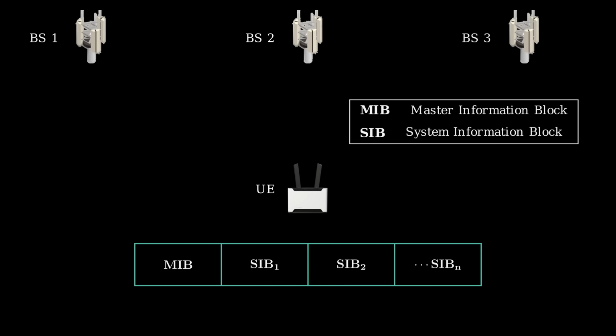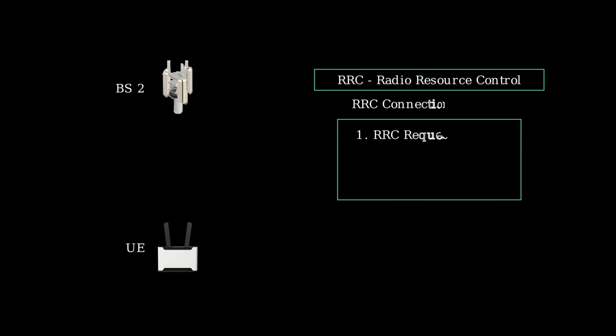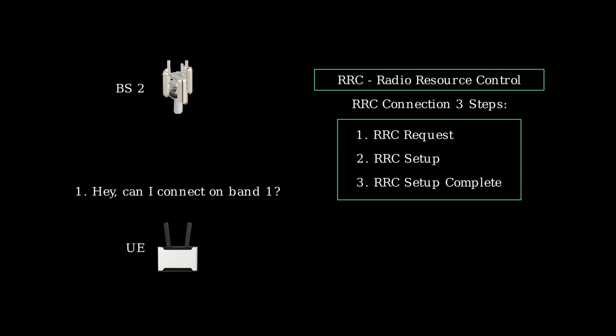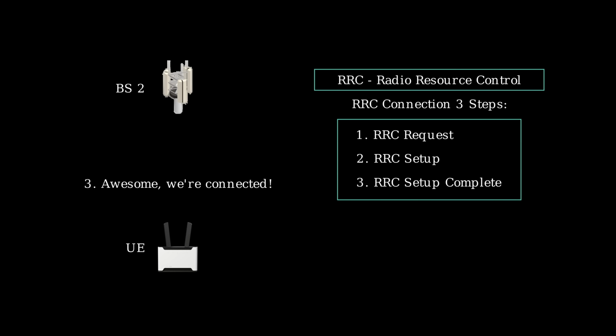But how can we do that? For this, we use the Radio Resource Control Protocol. With this protocol, there are 3 stages to connect to the base station: request, setup, and setup complete. During the request stage, the UE asks if it can connect and provides the reason for the connection. The base station then responds with a long list of configuration parameters, and finally, the UE confirms them.